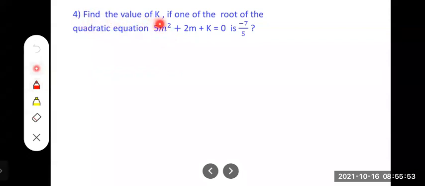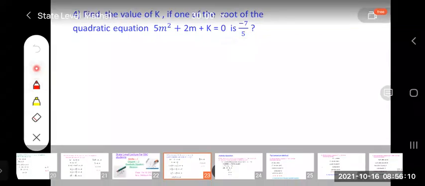Find the value of k if one of the roots of the quadratic equation 5m square plus 2m plus k equal to 0 is minus 7 upon 5. Okay, so here also it is in the fraction form. How can we do this one?